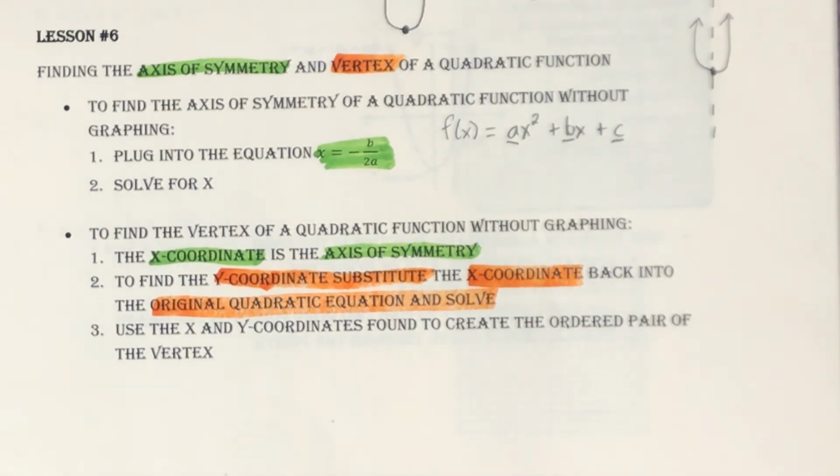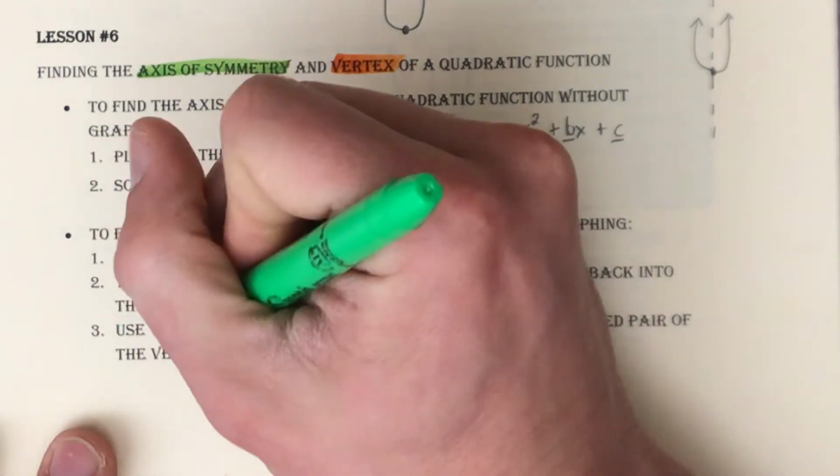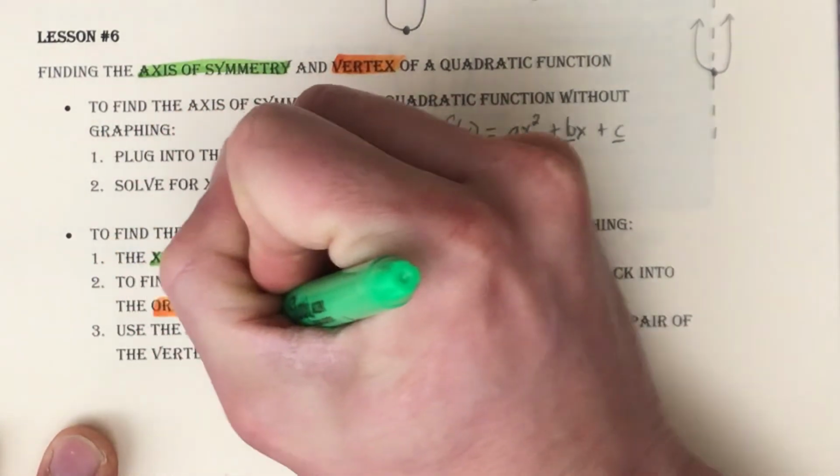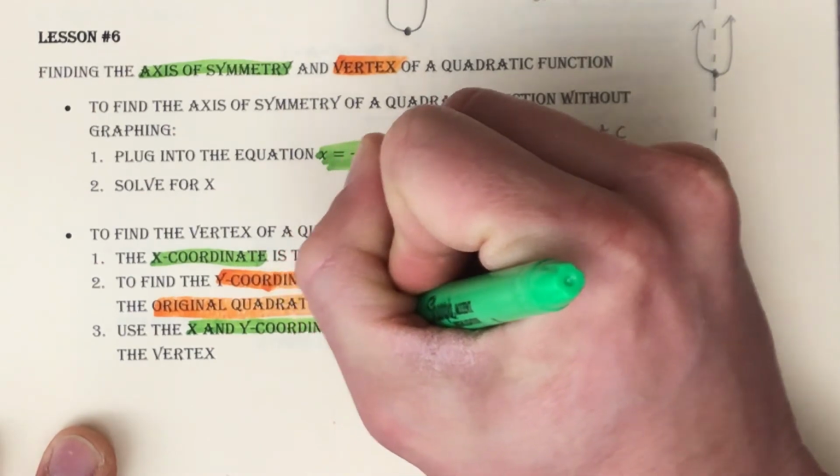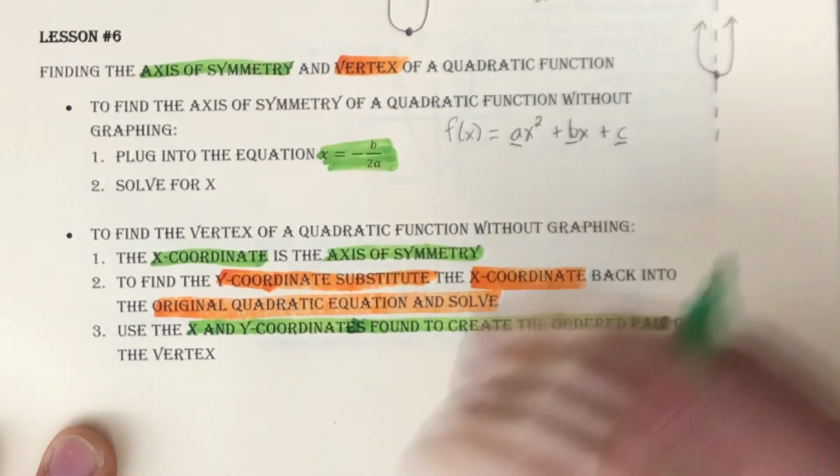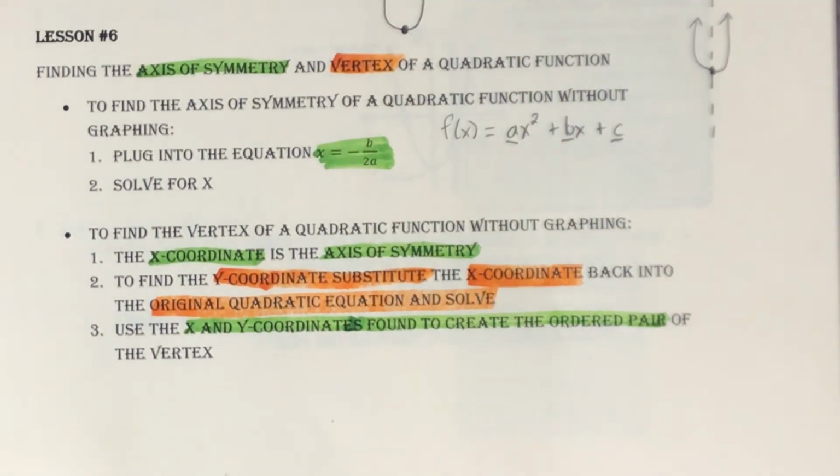Once we've solved it and gotten that value, we now have our ordered pair. We have both an x and a y, and so that becomes our answer. The x and y coordinates that we figured out, we make them into an ordered pair, and that is our vertex. Those are the processes we're going to be going through. We'll see this more in depth in lesson number 7, putting this to use, but that's the process. If you have any additional questions at this time, please let me know.